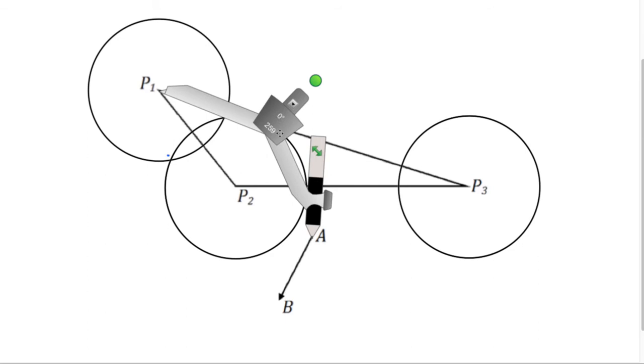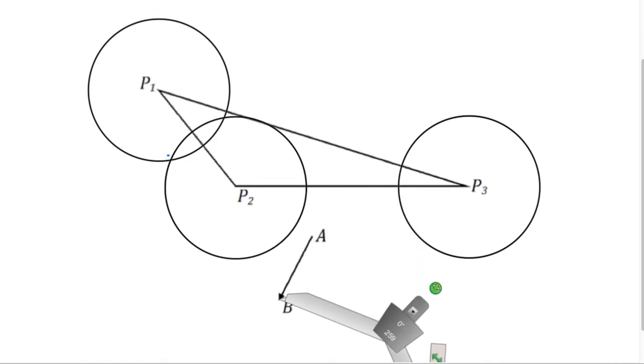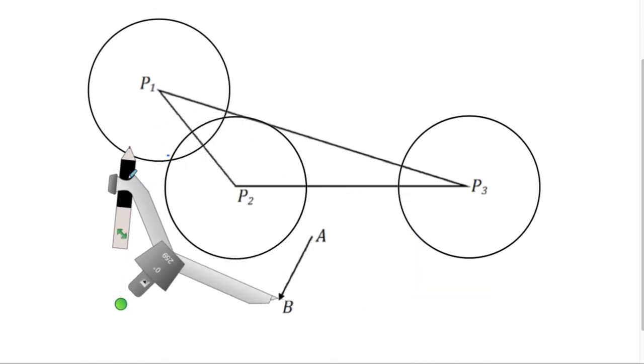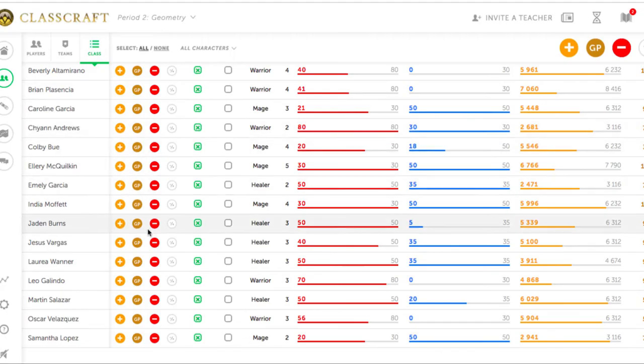All right. And what am I going to do with that measurement, Martine? Do you remember? Something about B? Draw the circle around B. There it is. Thank you, Martine.